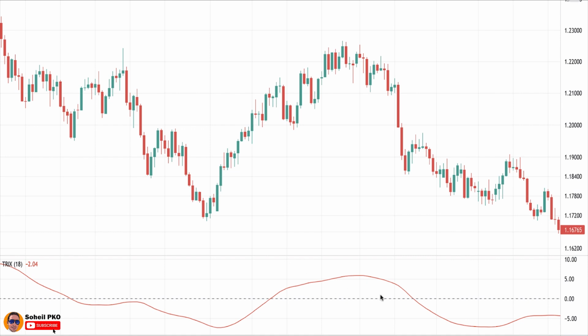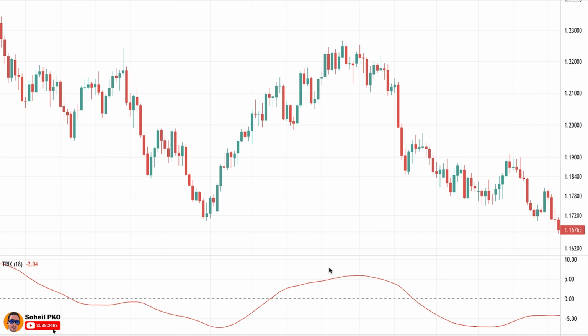You must always pay attention to the center line. When the TRIX is positive, it means that the triple smoothed moving average is rising, and this shows that the bulls have the control and the upside momentum is greater than the downside momentum. And similarly, when the TRIX is negative, it means that the triple smoothed moving average is falling, and this shows that the bears have the control and the downside momentum is greater than the upside momentum. So as long as the TRIX is above 0, it shows that the buying pressure is higher than the selling pressure, and as long as it's below 0, it shows that the selling pressure is higher than the buying pressure.